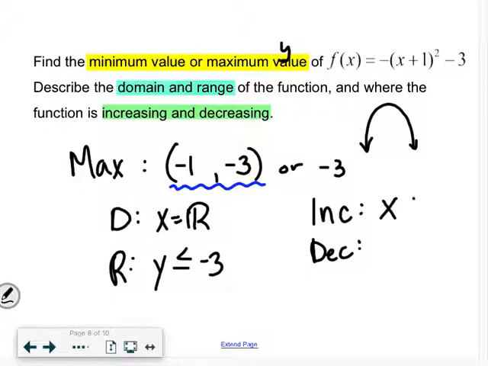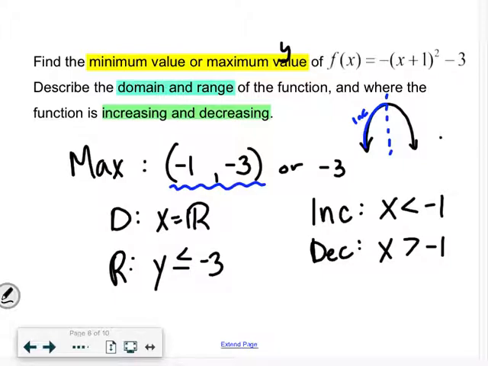X is less than -1. So what they're saying is they chose less than because it's increasing on which side of the parabola? The left side. Okay. So here we're increasing. So that's the left side of the axis of symmetry. Okay. So x is less than -1. Where would your decreasing be then? On the other side. X is greater than -1.